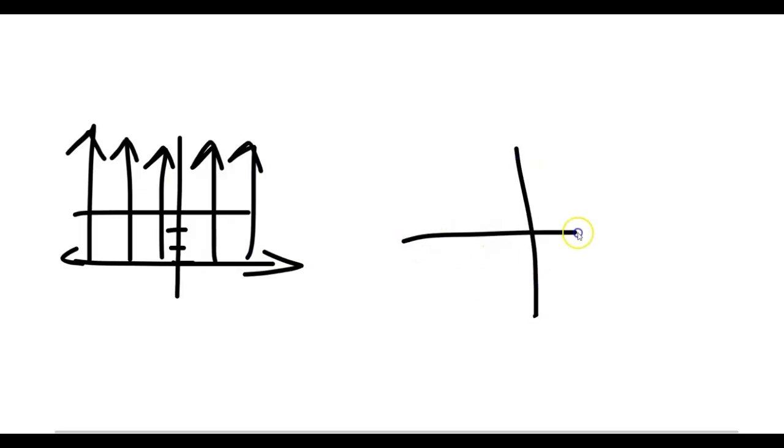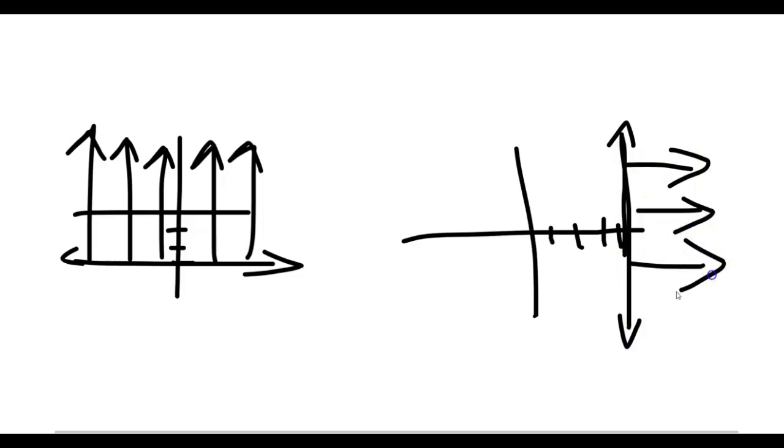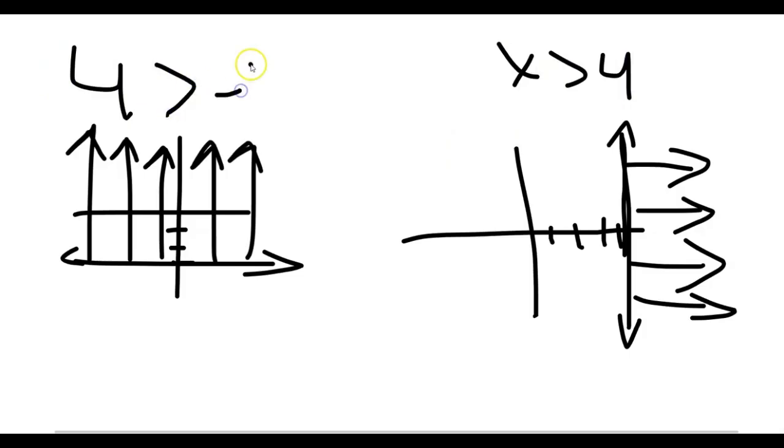And then x is 4, 1, 2, 3, 4, and then our arrows going this way. And this is how we would graph inequalities.